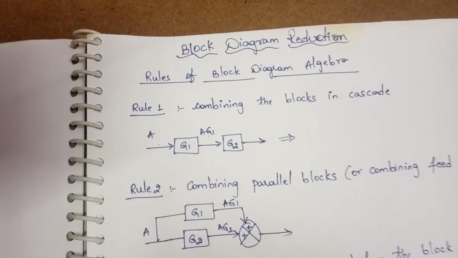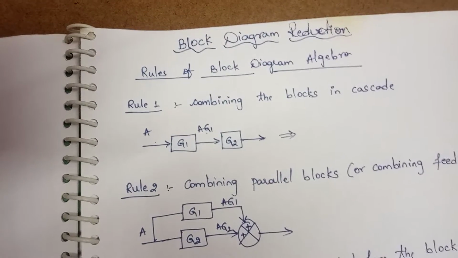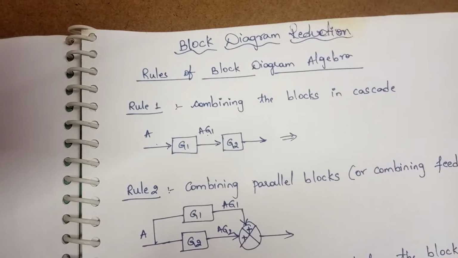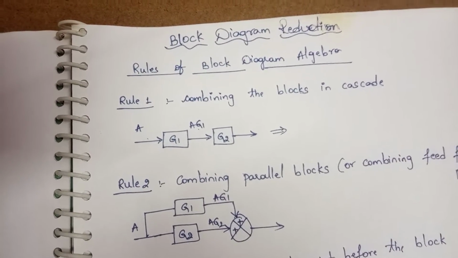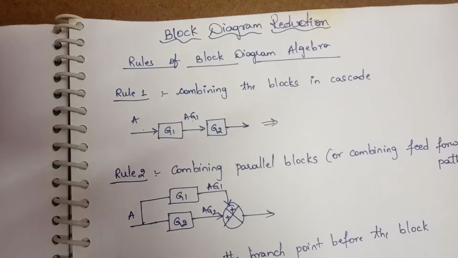Block diagram reduction. In this, the block diagram can be reduced to find the overall transfer function of the system. There are a few rules for reducing the block diagram. Rule 1 is combining the blocks in cascade.